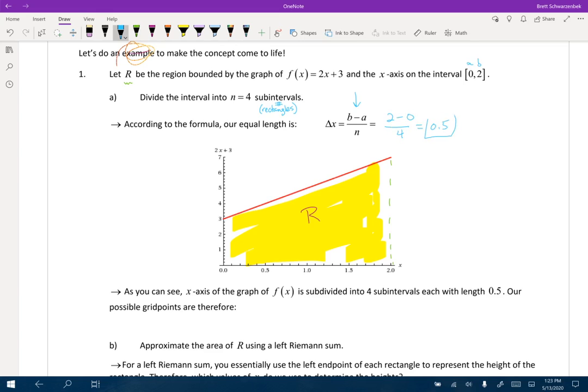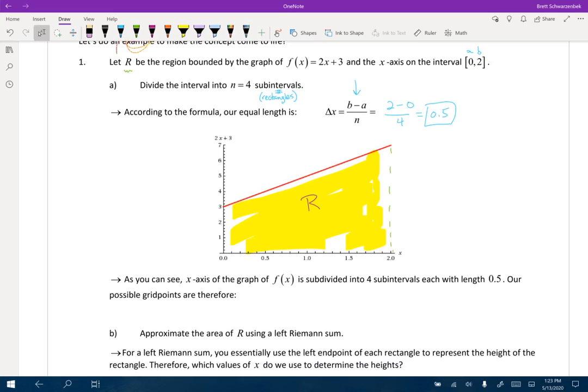So what are we doing? We're taking our full interval, which goes from 0 to 2, and we're splitting it up into 4 intervals of 0.5. So watch: 1, 2, 3, 4 intervals that are all 0.5. I purposely marked that on the graph so you see it.